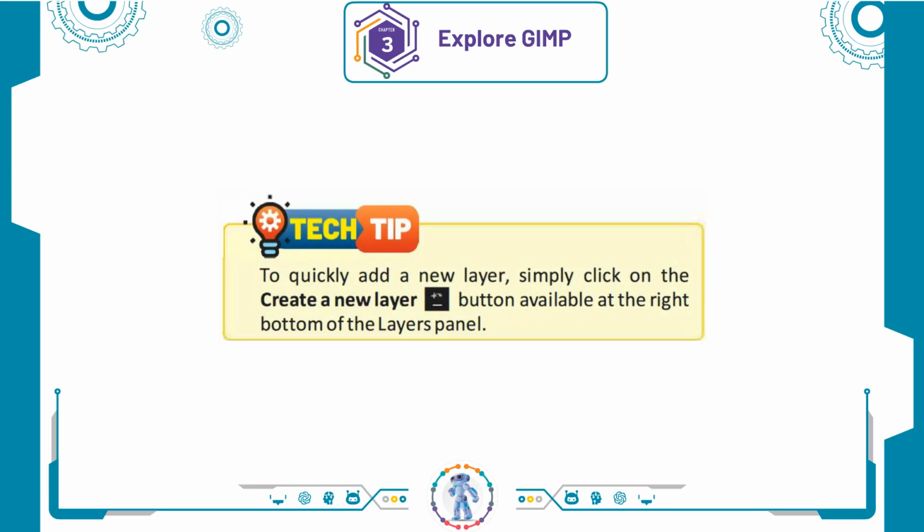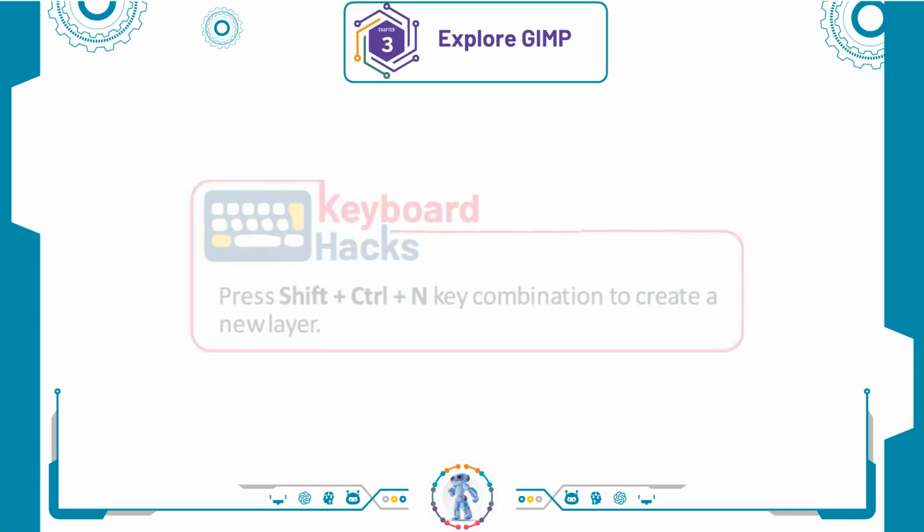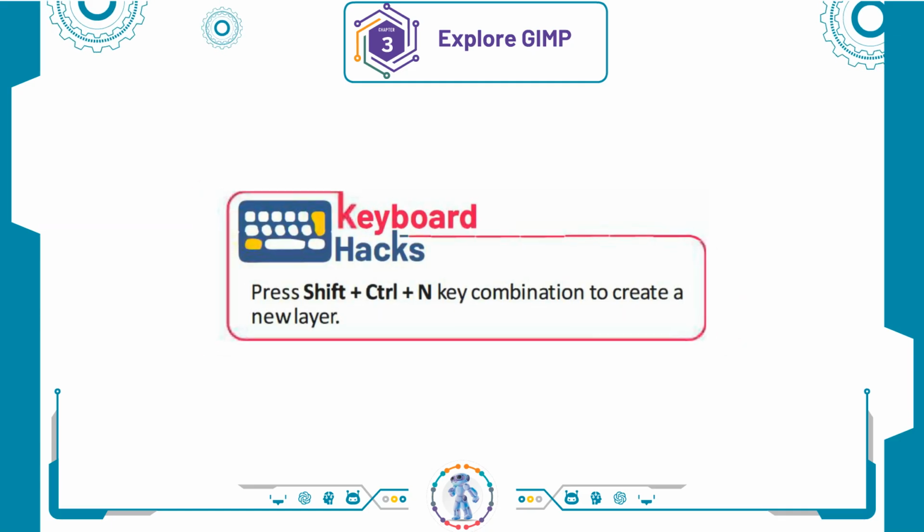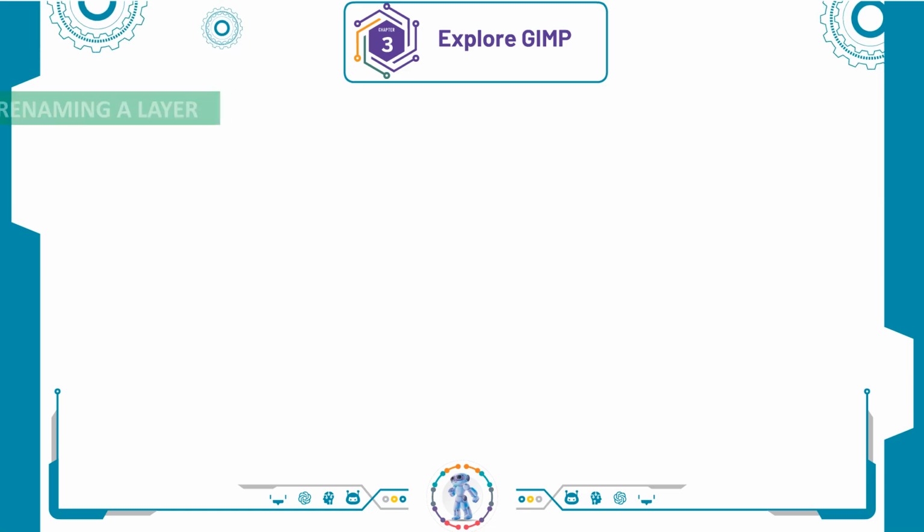Tech tip. To quickly add a new layer, simply click on the Create a New Layer button available at the right bottom of the Layers panel. Keyboard hacks. Press Shift plus Ctrl plus N key combination to create a new layer.